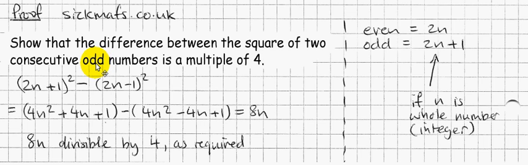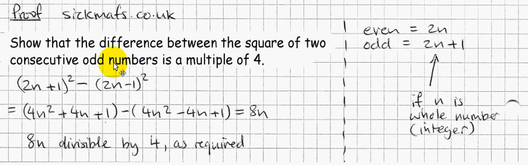What else do we have to explain here? The square of two consecutive odd numbers. So we want only two consecutive odd numbers, and we want the square of them. So let's just say 5 and 7 are our two consecutive odd numbers. The square of something is when you square it, basically. So 5 squared is 25, 7 squared is 49.